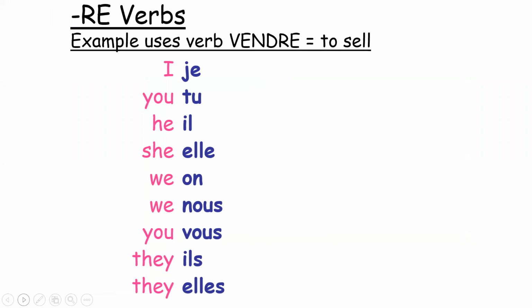So finally, let's take a look at our last group of verbs, the ones that have RE on the end of them in their infinitive. We're going to use the verb vendre, to sell, to help us learn this pattern. Pronouns are ready and waiting: je, tu, il, elle, on, nous, vous, ils, elles. Let's see how the verbs with RE endings in the infinitive are conjugated.